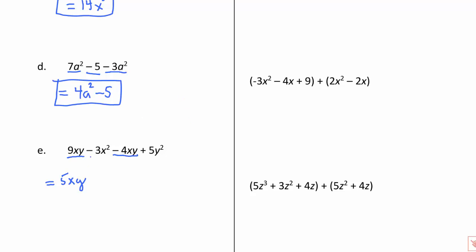Then I look at the next term, negative 3x squared. The only other one I haven't used is the 5y squared, and those two are not like terms, so I'm just going to rewrite the negative 3x squared. And then the plus 5y squared I haven't used either. Here's your simplified form. 5xy minus 3x squared plus 5y squared.